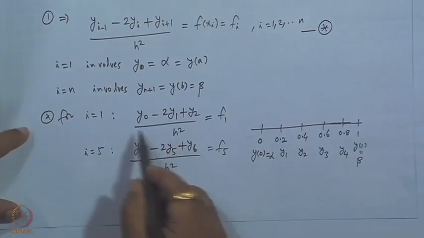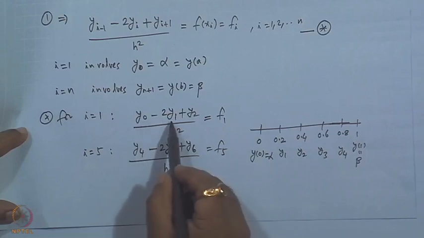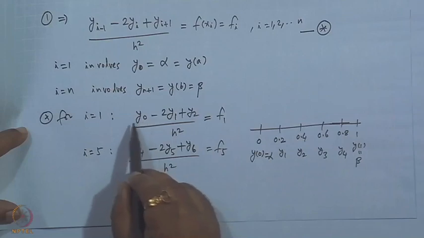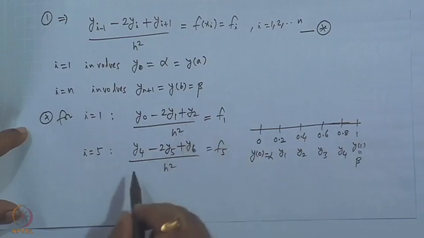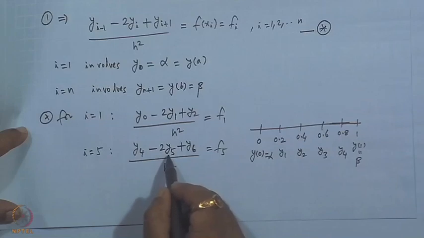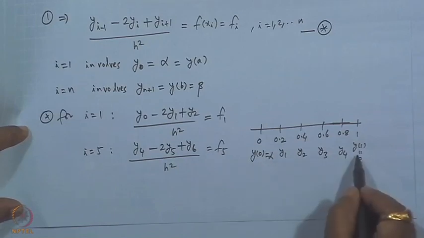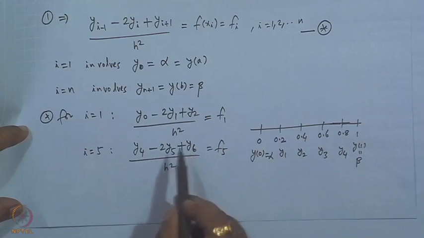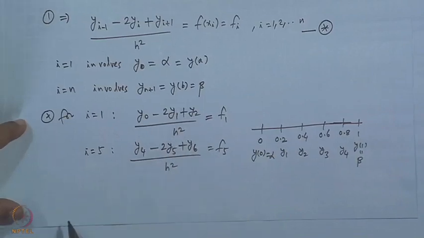So, I have given, for example, if you run, y 0 is known. So, in the first equation, we have no coefficient of y 0 because it is known. Then the coefficient of y 1 is minus 2 and the coefficient of y 2 is 1. Let us look for I equals 5: the coefficient of y 4 is 1, y 5 is minus 2, y 6 is 1. That means, apart from the end, the equations in the middle contain 3 terms. The equations at the end points contain 2 terms.